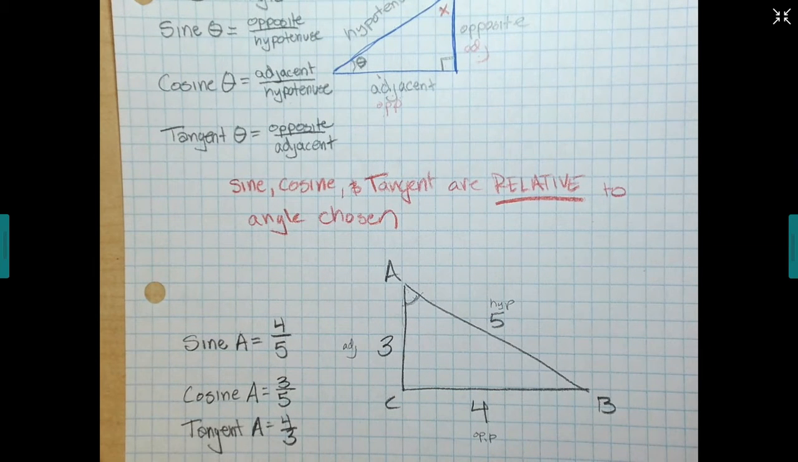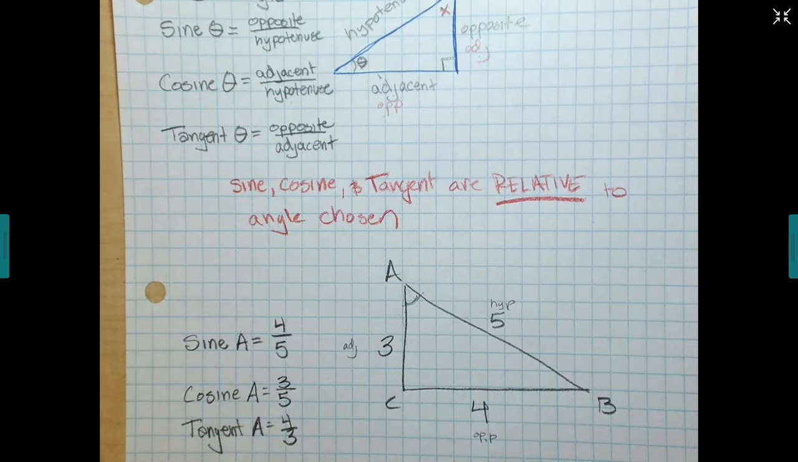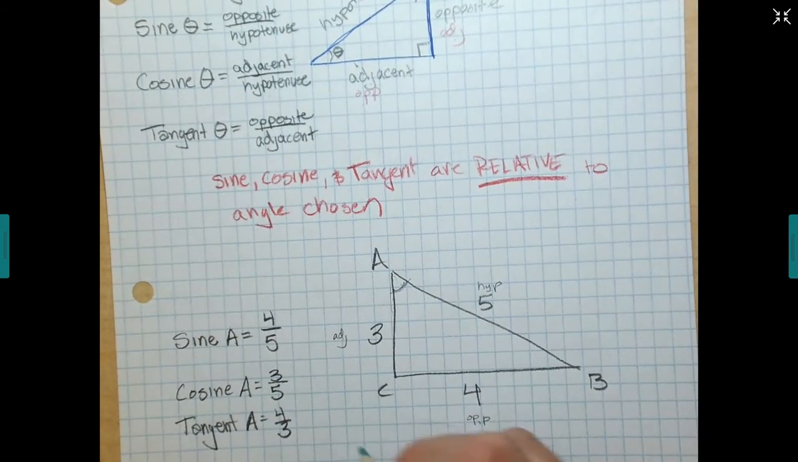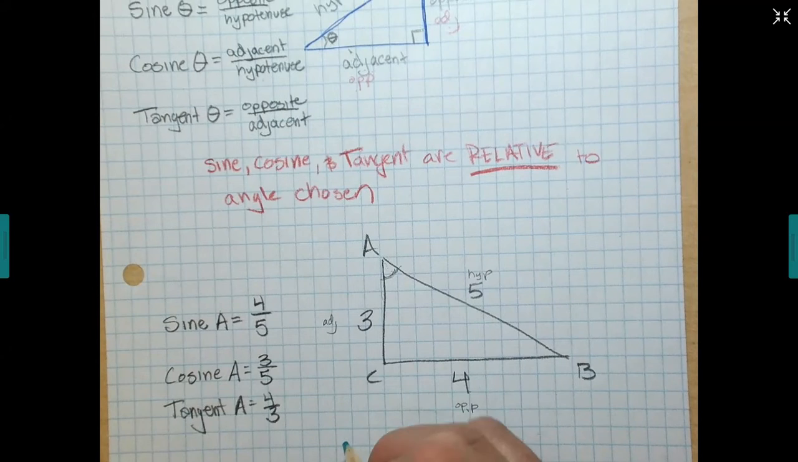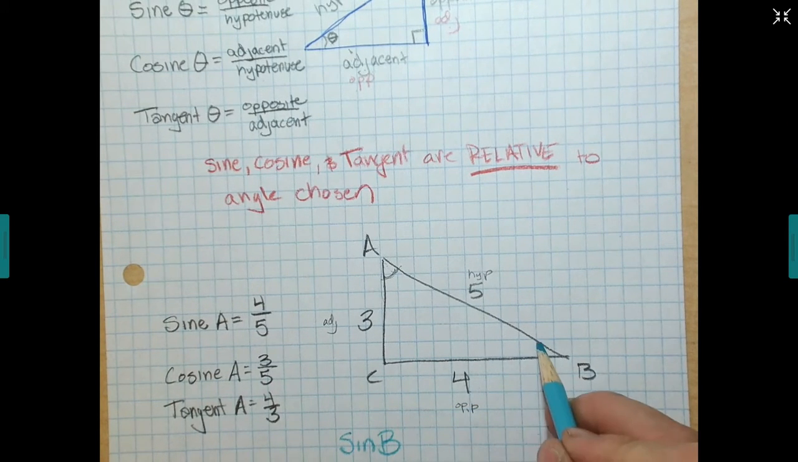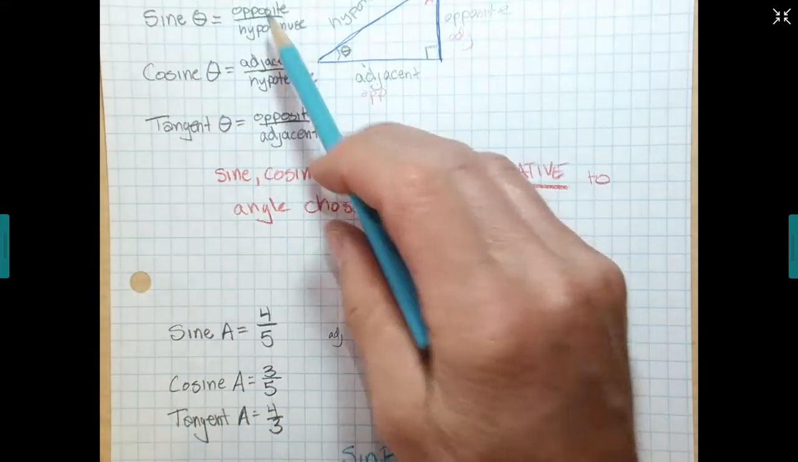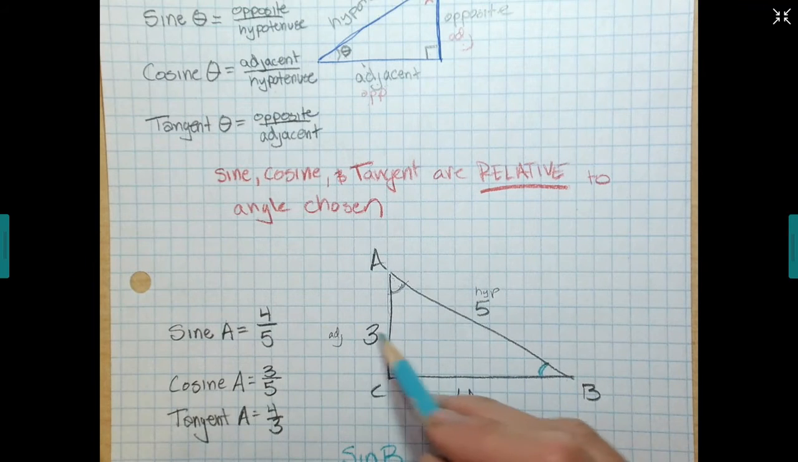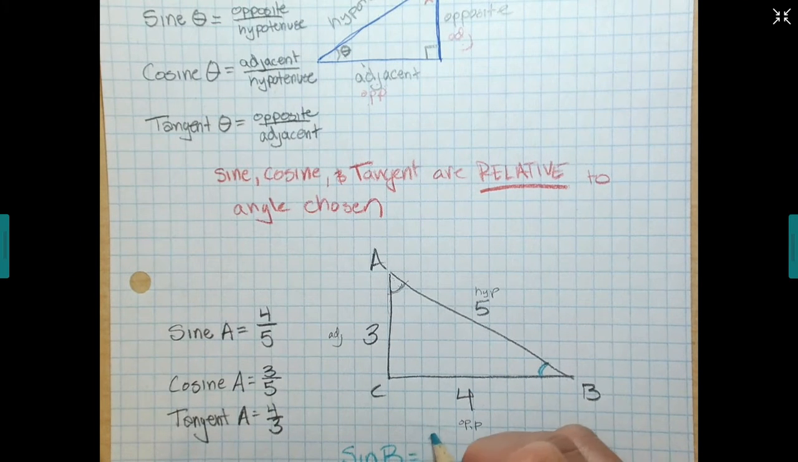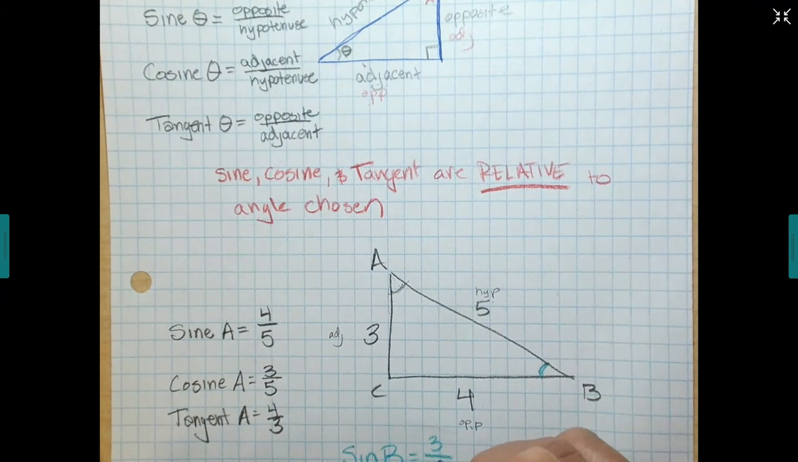Now what if I took it from B? What if I had sine B? From this one, sine is opposite over hypotenuse. Opposite is 3 over hypotenuse is 5. What if I had cosine?